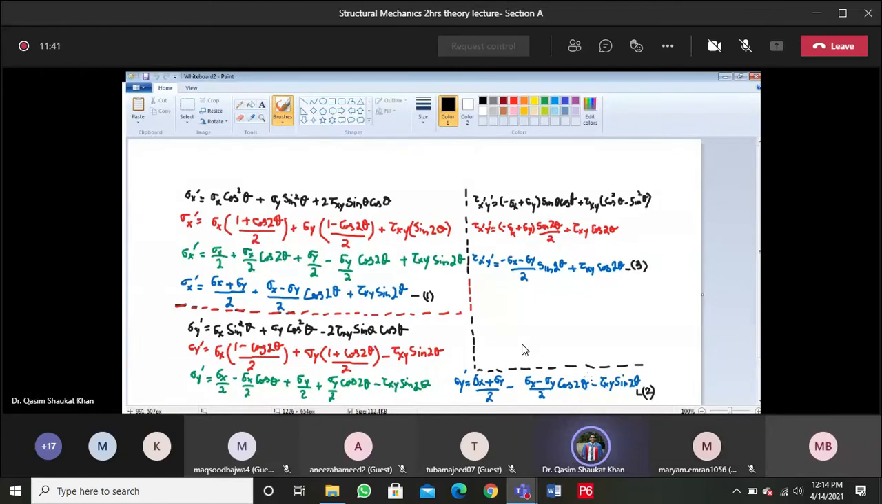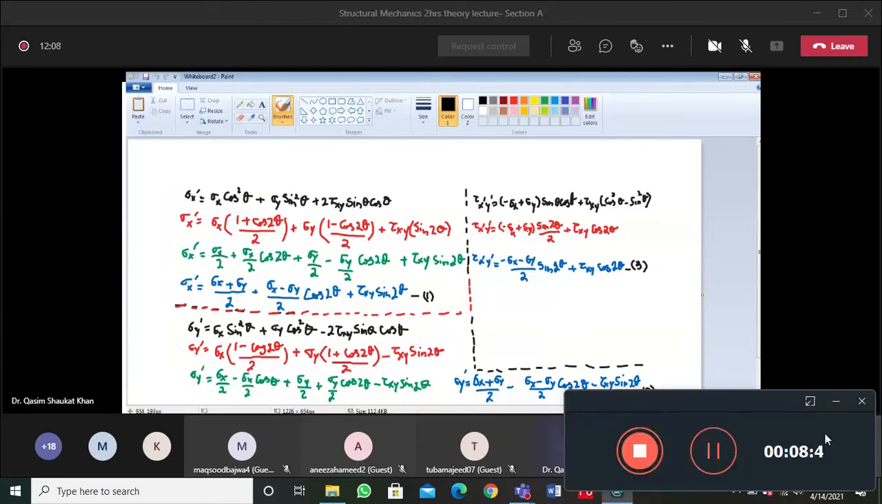Okay. The next equation which we had derived last time was tau x dash y dash. Tau x dash y dash is equal to minus sigma x plus sigma y times sin theta cos theta plus tau xy times cos square theta minus sin square theta. So tau x dash y dash is equal to minus sigma x plus sigma y.